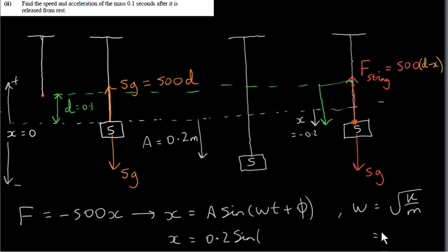Omega is root k over m. We can calculate that because k is 500 and m is 5. 500 divided by 5 is 100. The square root of 100 is 10.